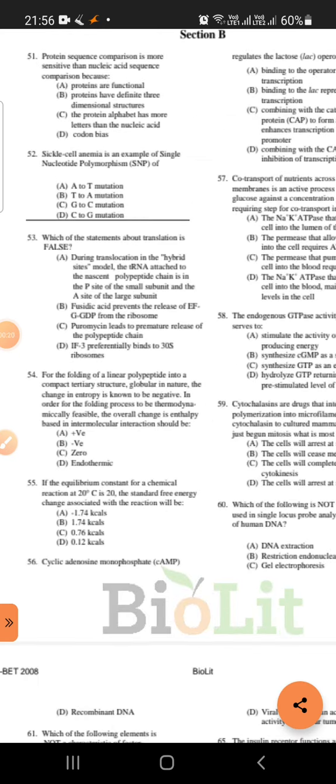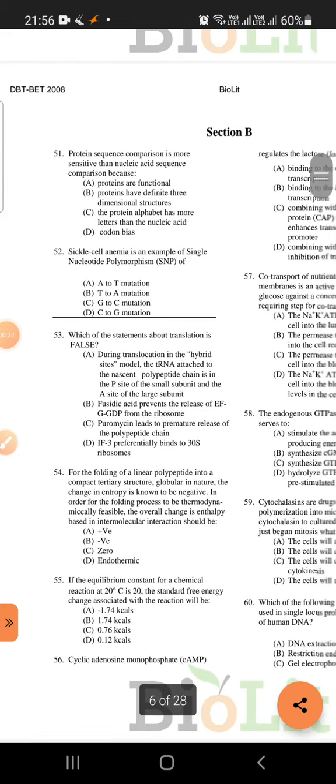So the first question is: protein sequence comparison is more sensitive than nucleic acid sequence comparison because... see, whenever you have a protein, because protein has to carry out all the essential functions, also because of this reason protein sequence comparison is more essential. But they are asking why it is more sensitive than nucleic acid sequence comparison.